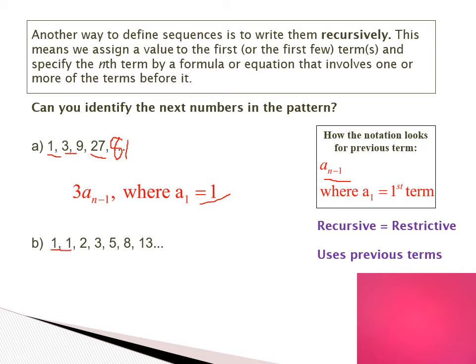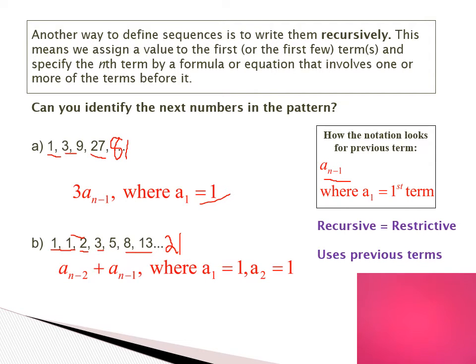But if we take a look at the first two terms, we can add those two. 1 plus 1 will give you 2. And then if we take these two, 1 plus 2 will give us 3. 2 plus 3 will give us 5. 5 plus 8 will give us 13. So if we take 13 and 8 and we add them, we should get 21, which is the next term. And then 13 plus 21 would be 34, and so on. So we have to add the two previous terms.